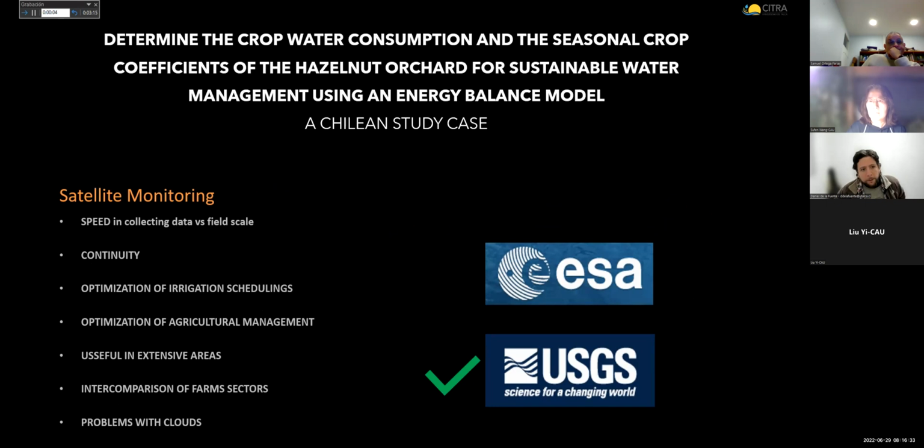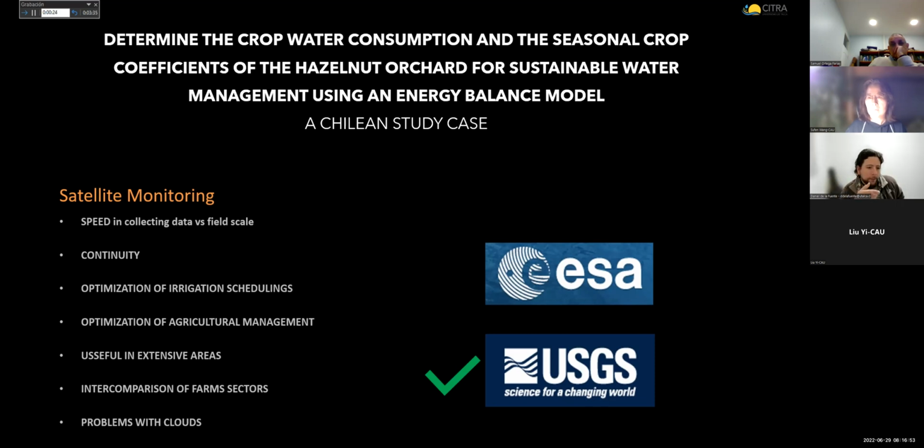So the main objective of my doctoral thesis is to determine the crop water consumption under the seasonal crop coefficient of the hazelnut for sustainable water management using an energy balance model.